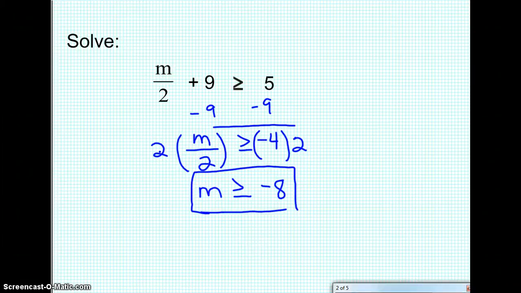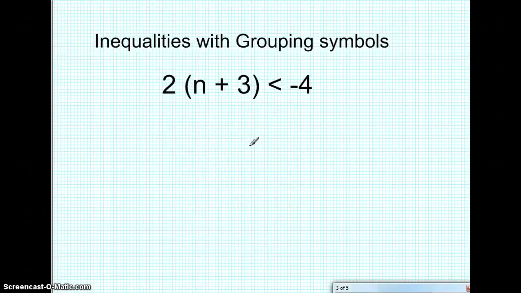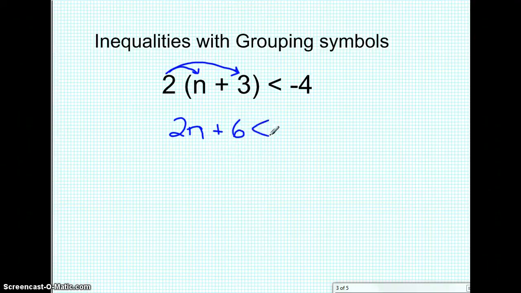Now this next one is a little different. It has grouping symbols, and we worked with them a little earlier in the chapter. What we want to do is get rid of the parentheses before we begin to solve this inequality. So we're going to use our friend, the distributive property. We're going to pass that 2 out among these numbers in the parentheses. So 2 times n is 2n, and 2 times 3 is going to give me 6, and that's all going to be less than negative 4.